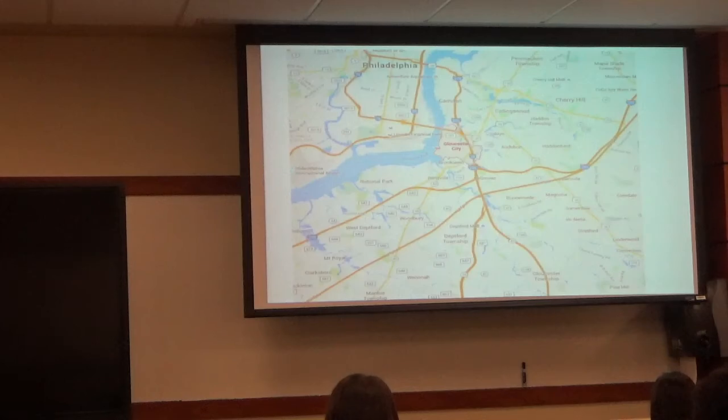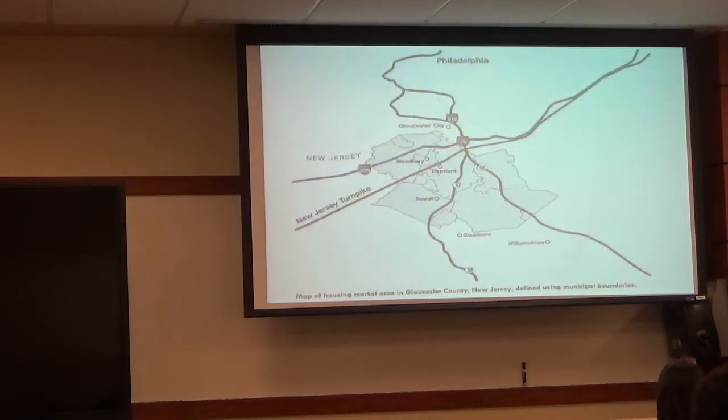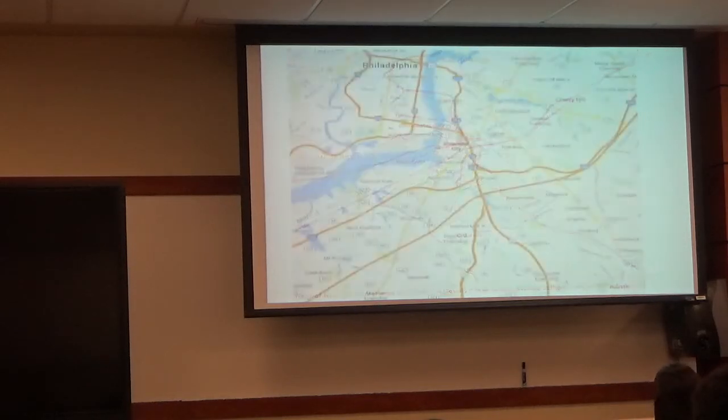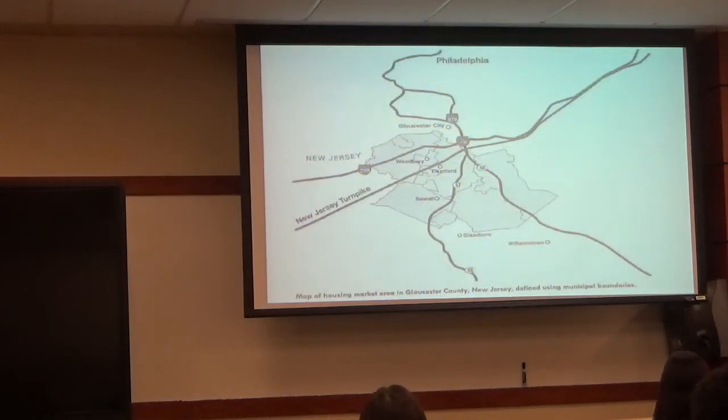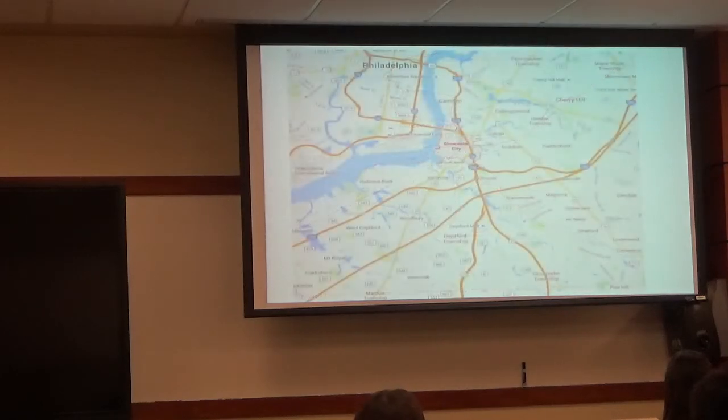All right, that's the city. That's the surrounding areas. You can see here again, the Turnpike. So this is the whole housing market. Again, we're about here. All right, what else do you see right now? Water. Do you see water here? Oh, all right. The housing market here includes a massive amount of the Delaware River.